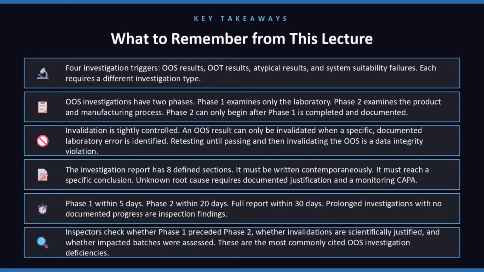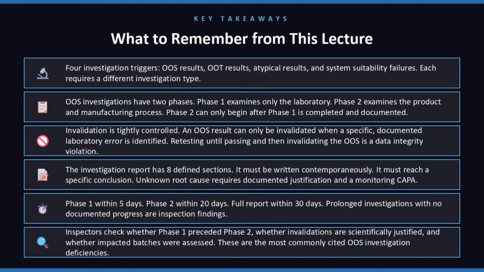Number 3. Invalidation is tightly controlled. An OOS result can only be invalidated when a specific, documented laboratory error is identified with contemporaneous evidence. Retesting until passing and then invalidating the OOS is a critical data integrity violation. Number 4. The investigation report has 8 defined sections. It must be written contemporaneously. It must reach a specific conclusion. Unknown root cause requires documented justification and a monitoring CAPA.